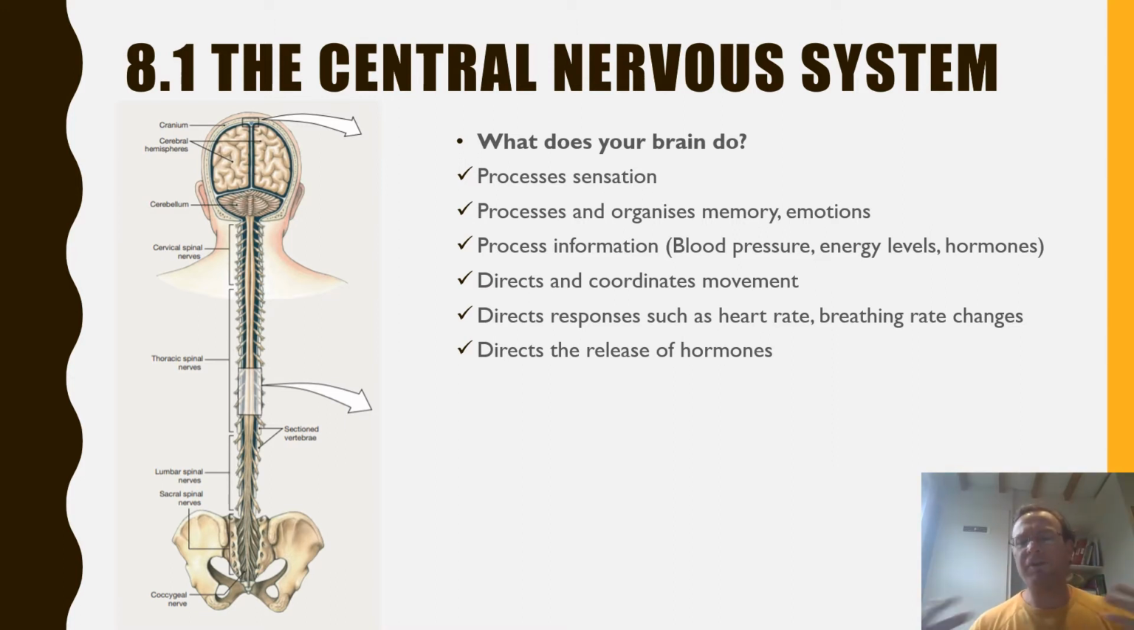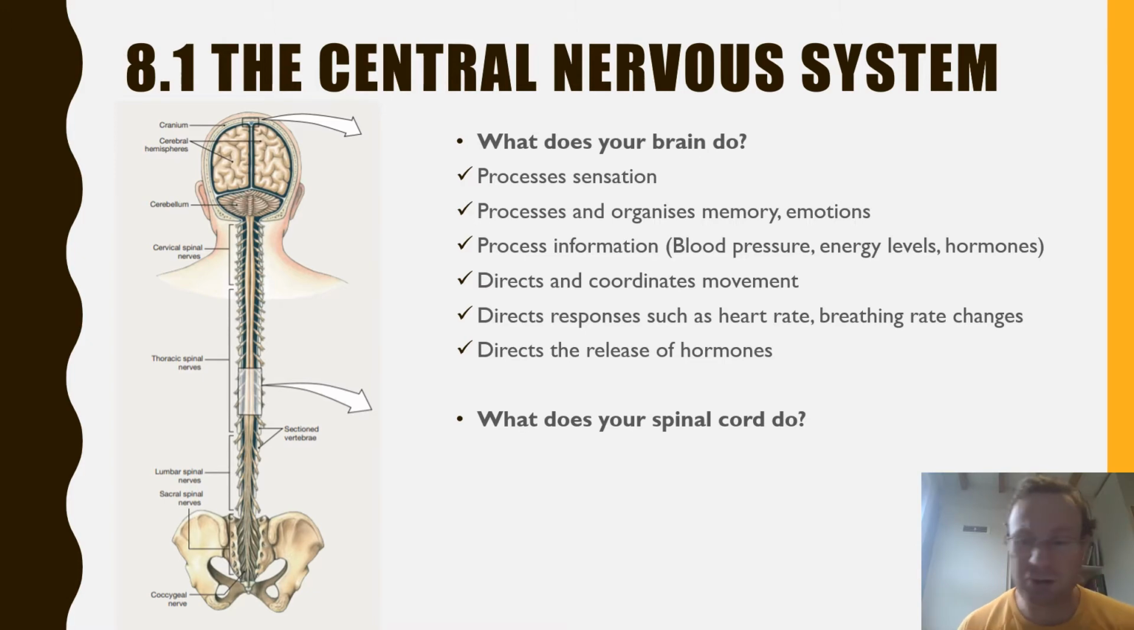The function of the brain is much broader than I've considered here, but those are just a few ideas of what it does. And then if you think about what your spinal cord does, you're asked to describe the role and functions of the nervous system. So you can say, well, the brain is there as a processor of information. It also acts to direct changes. It creates thoughts and emotions as well. So what does your spinal cord do?